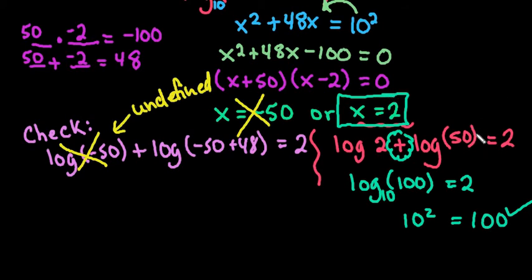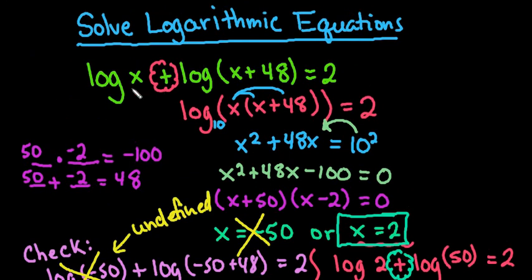Like I said, it is always important to check logarithmic equations after you get the solution, because if you end up with either 0 or a negative value right here, it is undefined. It does not work. With logarithms, this value right here has to be positive. The only thing that can be negative is the exponent.